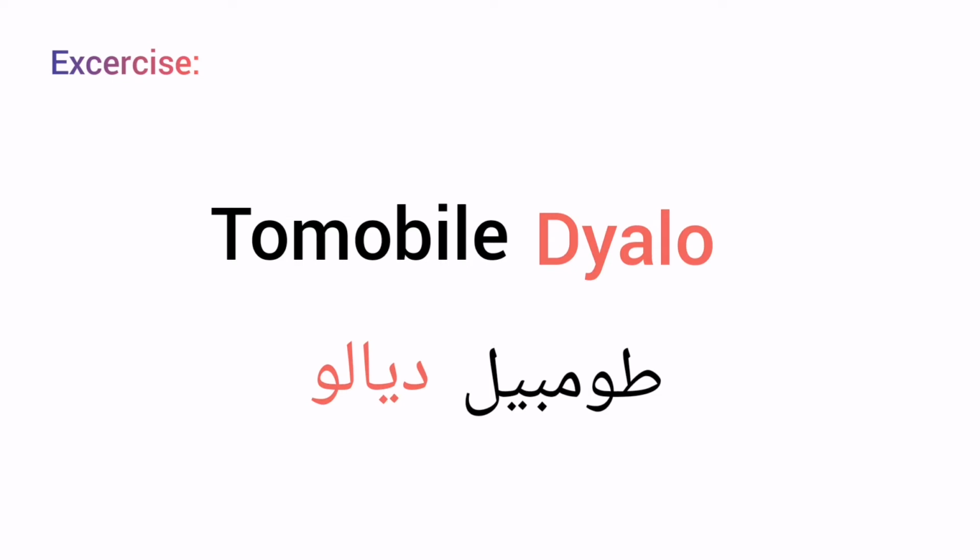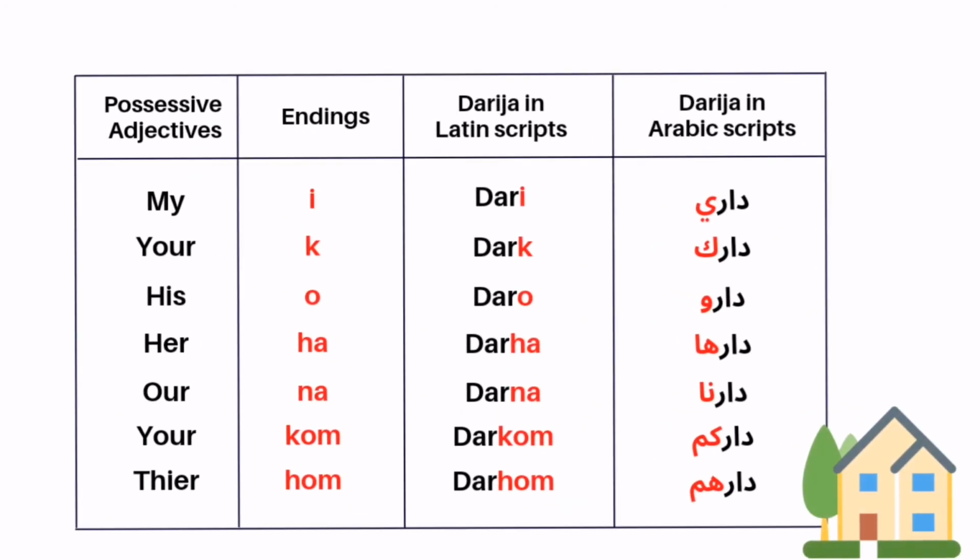Now let's see the second type of possessive pronouns, which is a little bit tricky. They are just some letters, which we call the endings, that you need to add at the end of the word. We will get back to the word dar, which means a house. So we say dari, darak, daro, darha, darna, darkom, and finally darhom. You can apply the same rule to all the words that are masculine.